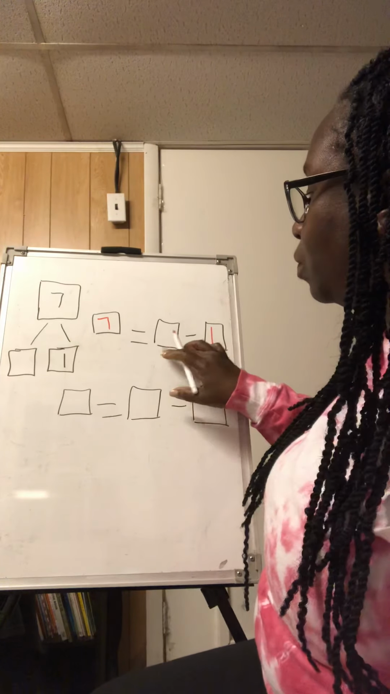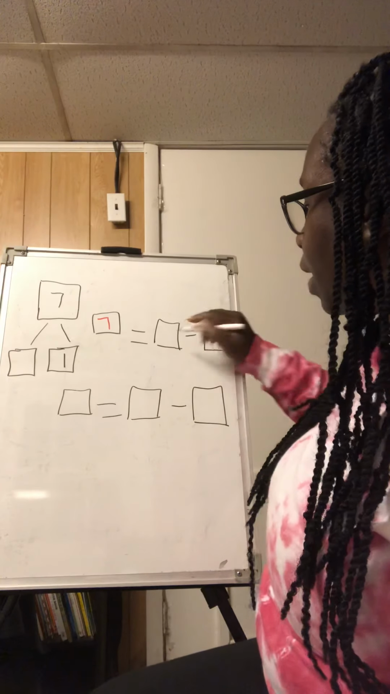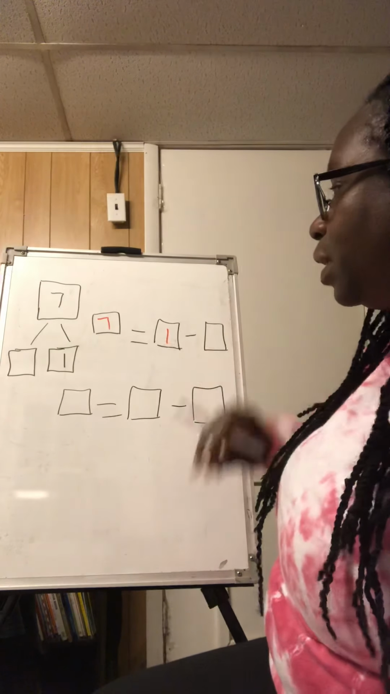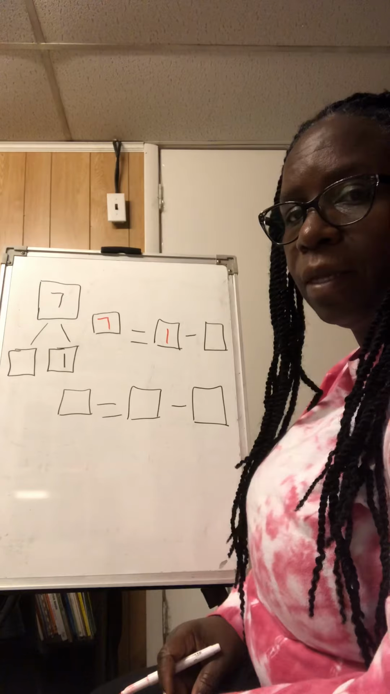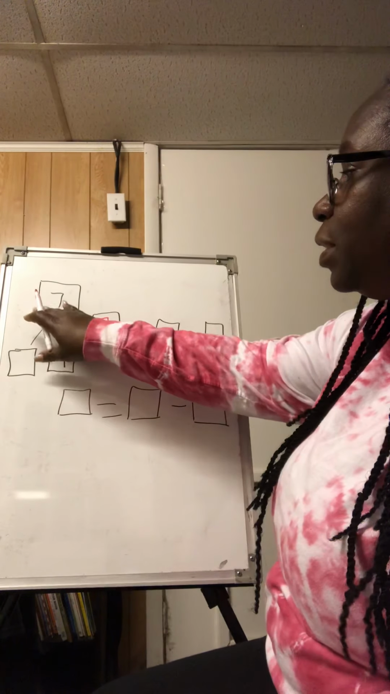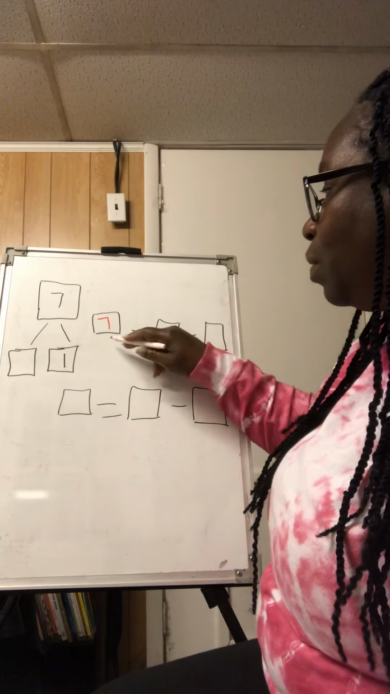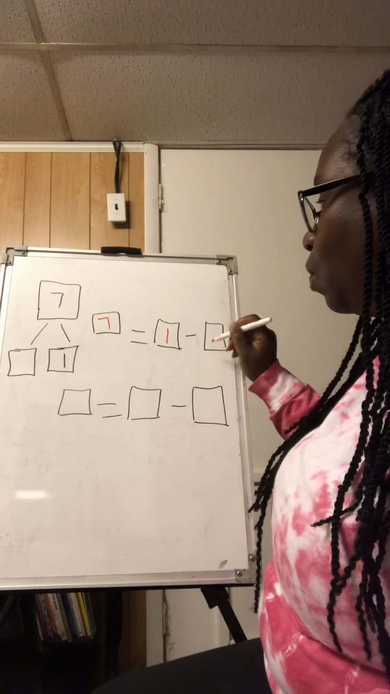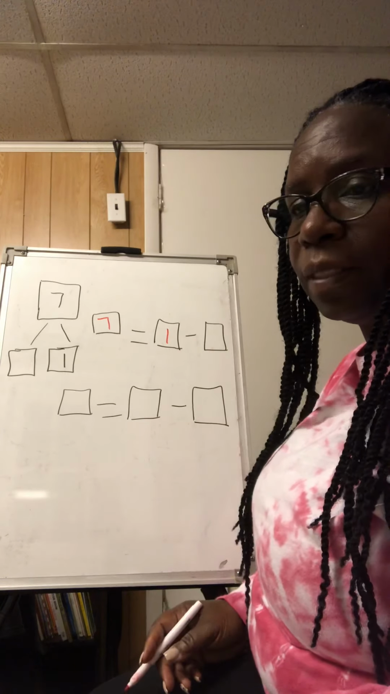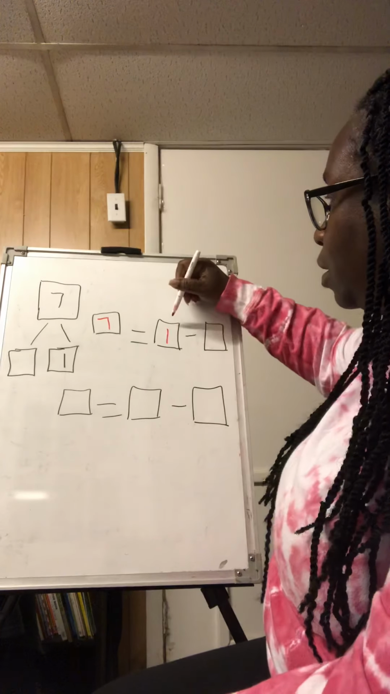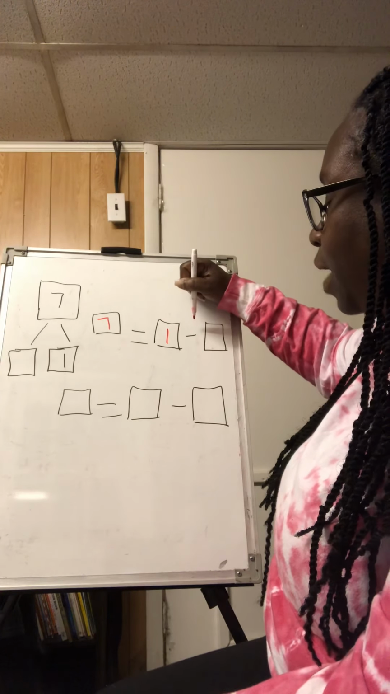So what minus 1, let's write it backwards. What minus 1 to give us 7? Okay, so you know it has to be a bigger number than 7. So what number can we take away 1 that'll give us 7? Okay, you can also add to find the answer.